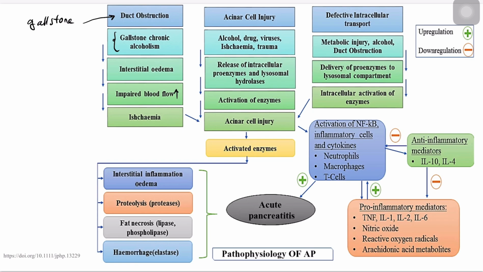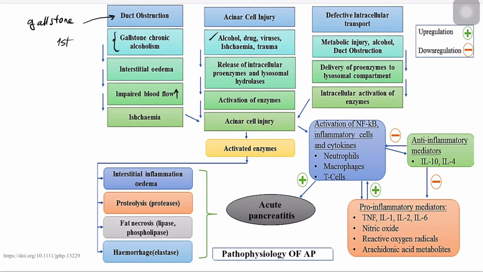And usually the first reason is this one. Mainly, as I'm saying, the first reason of acute pancreatitis is duct obstruction. But the second reason may be acinar cell injury because of alcohol or drug, virus, ischemia, or trauma. All of them can cause injury of the acinar cell.